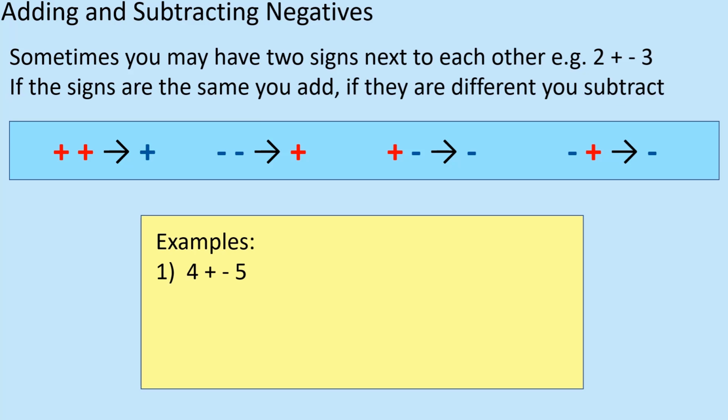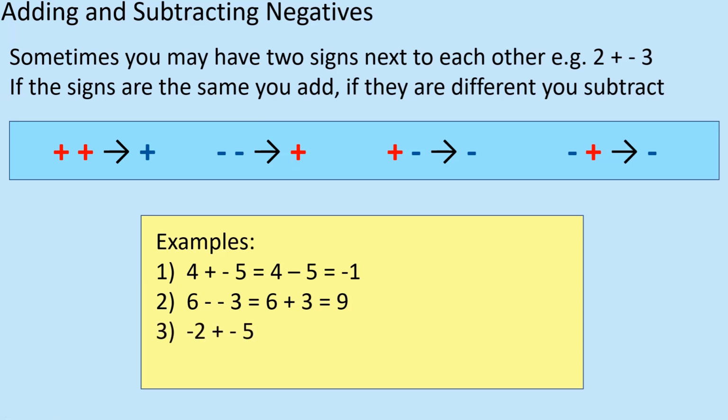So here, if I said 4 add -5, they are physically next to each other, so that's going to be classed as this one here, which is negative. So that's going to become 4 take away 5, which is -1. So 6 minus -3, again physically next to each other: 6 take away a negative 3, so it's going to be add. So it's going to be 6 plus 3.